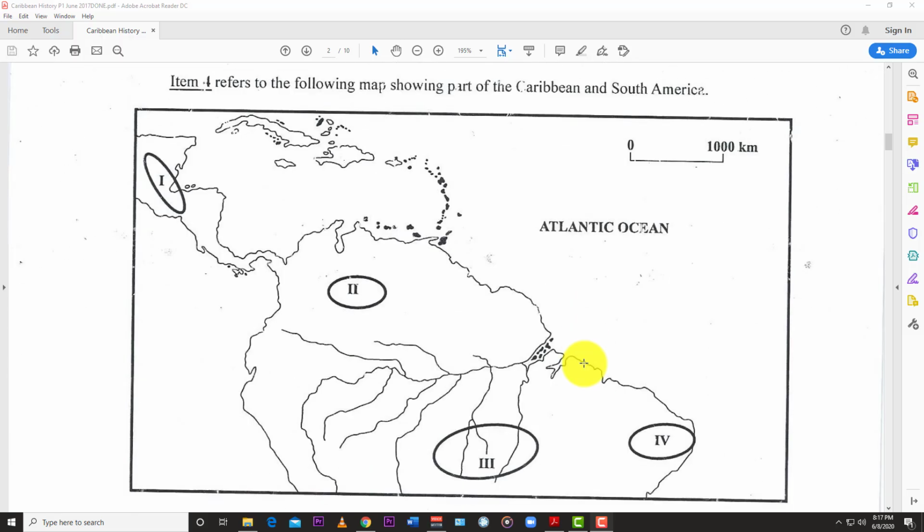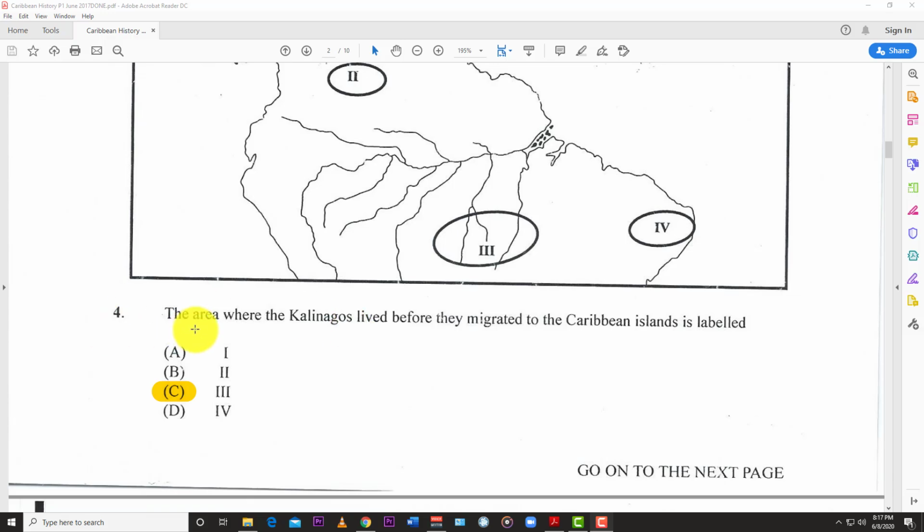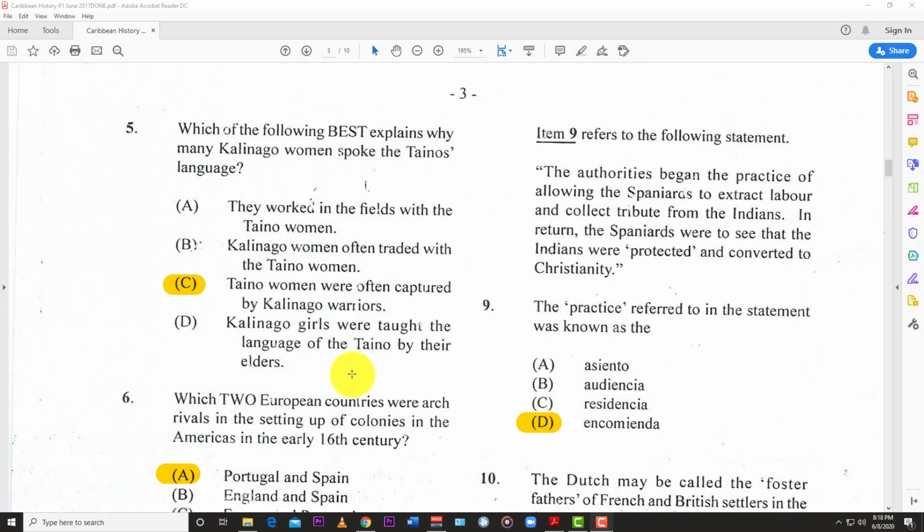Number 4, we have a nice diagram here. The item 4 refers to the following map showing part of the Caribbean and South America. And so you have number 1, number 2, number 3, number 4. So the question asks, the area where the Kalinagos lived before they migrated to the Caribbean islands is labeled, and the answer is 3. So that's C, 3. Number 5, which of the following best explains why many Kalinago women spoke the Taino language? And the answer is C. Taino women were often captured by Kalinago warriors.